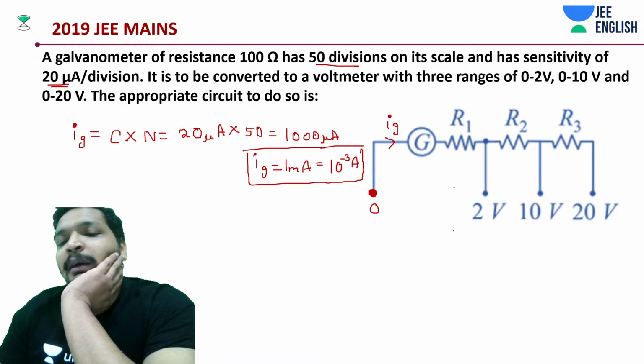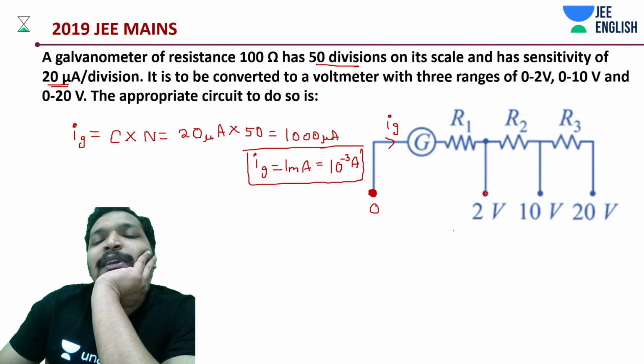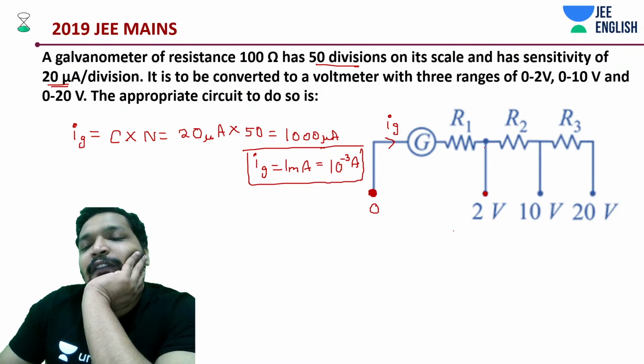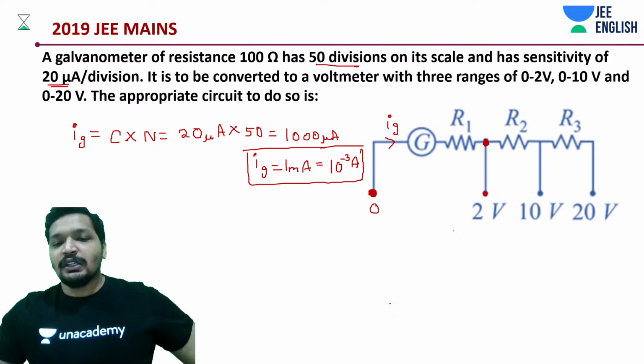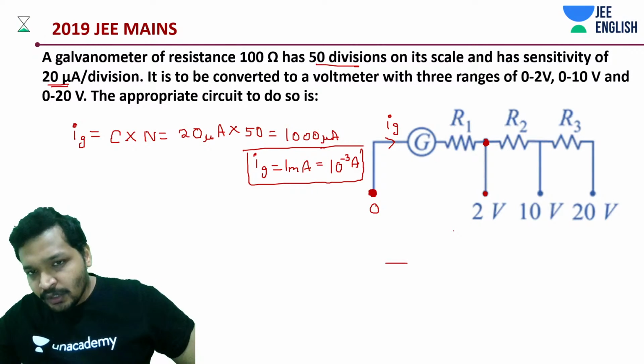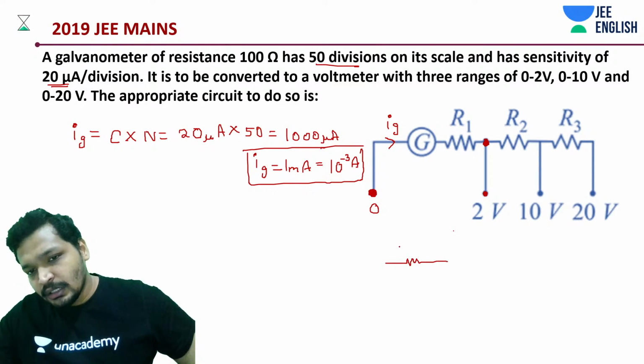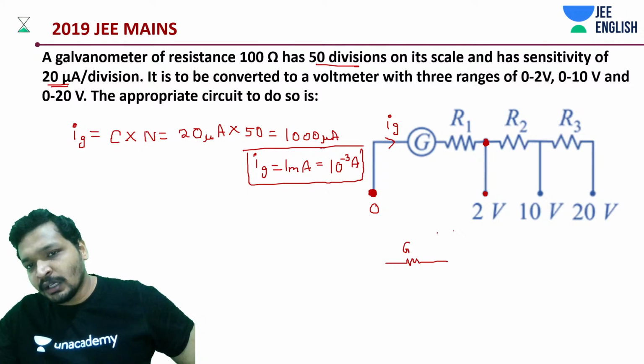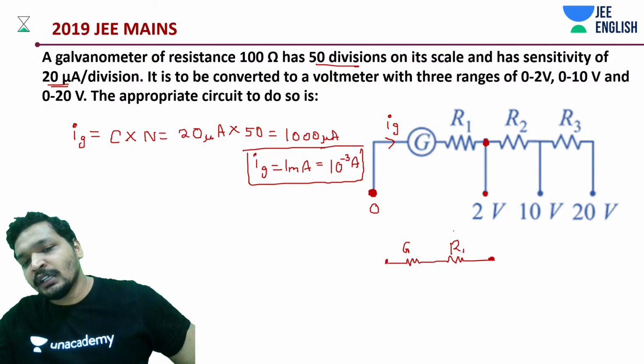And now what is happening then, it is being said at this first node you're able to measure 2 volts. So if you're looking at this first node, it's like G, some resistance should be associated with this, and there's going to be an R1. Okay, so between these you have to measure some 2 volts.